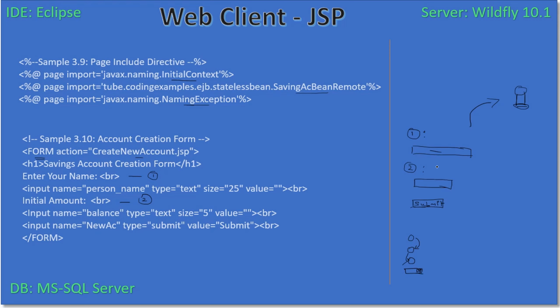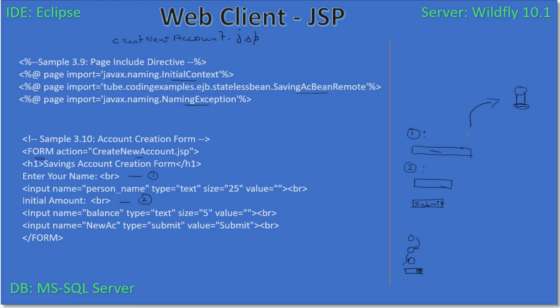So this is the JSP form, and this JSP form submits this information to this same JSP, the create new account JSP. We are submitting the content to this same file. The form is presented in this file itself, create new account, and the information is submitted to this same form. Once information is submitted, we will see that in the next slide.